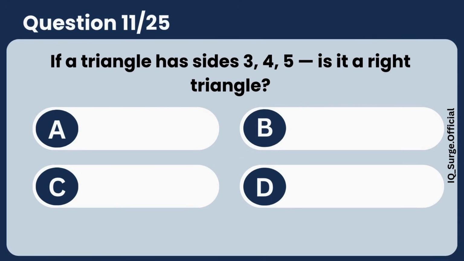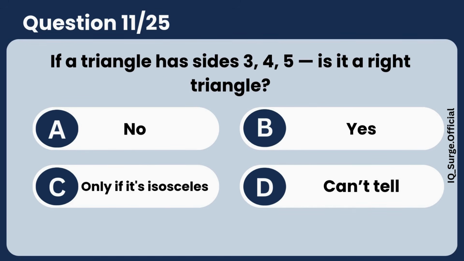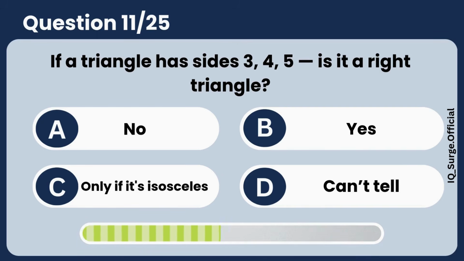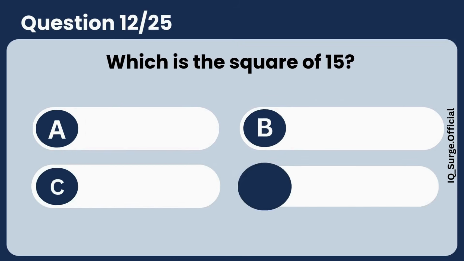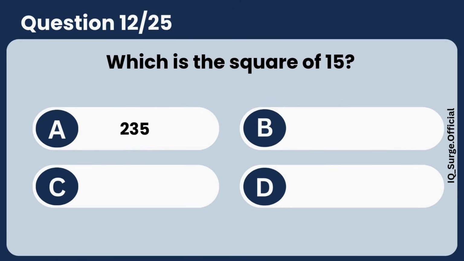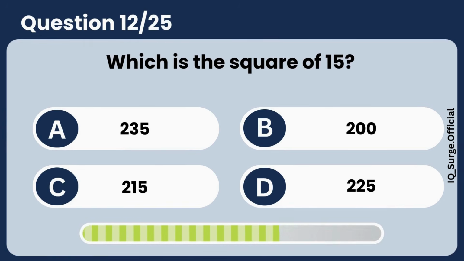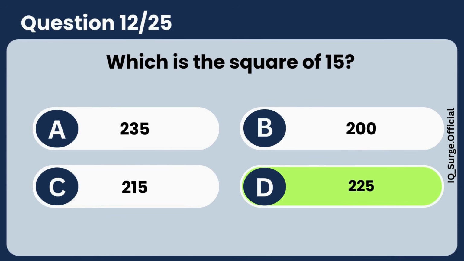If a triangle has sides 3, 4, 5, is it a right triangle? Absolutely, classic Pythagoras. Which is the square of 15? Correct, 225.